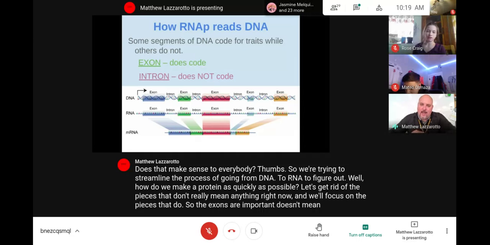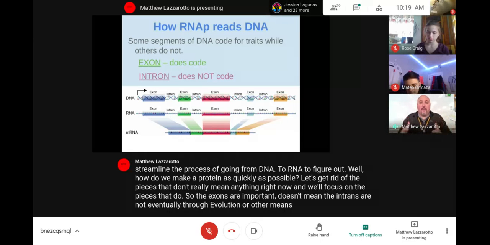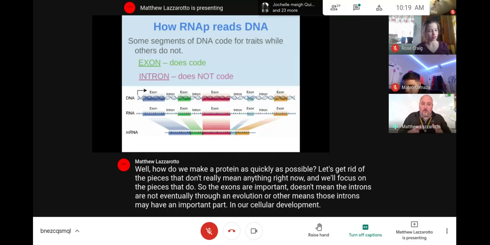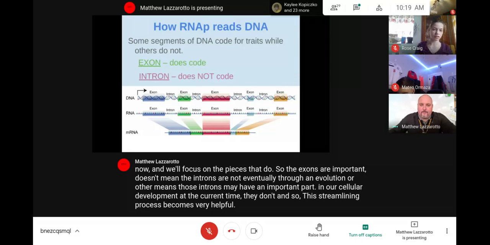Doesn't mean the introns are not. Eventually, through evolution or other means, those introns may have an important part in our cellular development. At the current time, they don't. And so this streamlining process becomes very helpful when we need to make proteins very quickly.